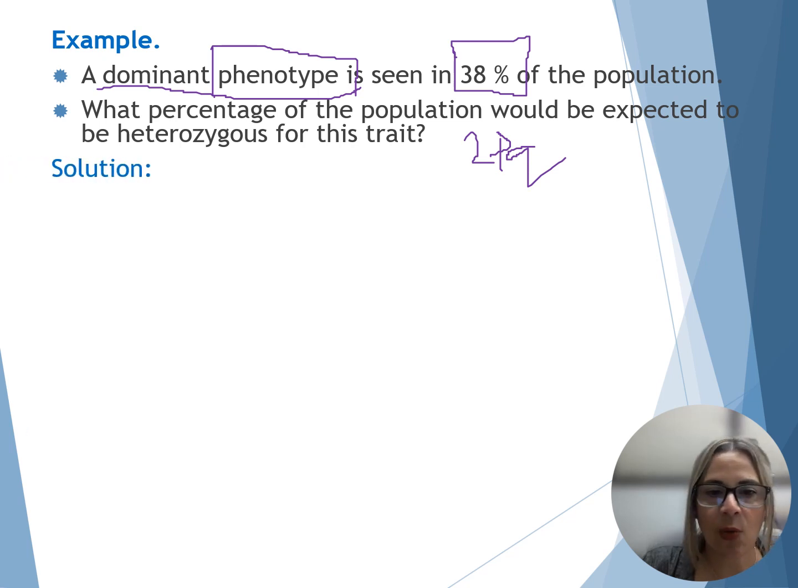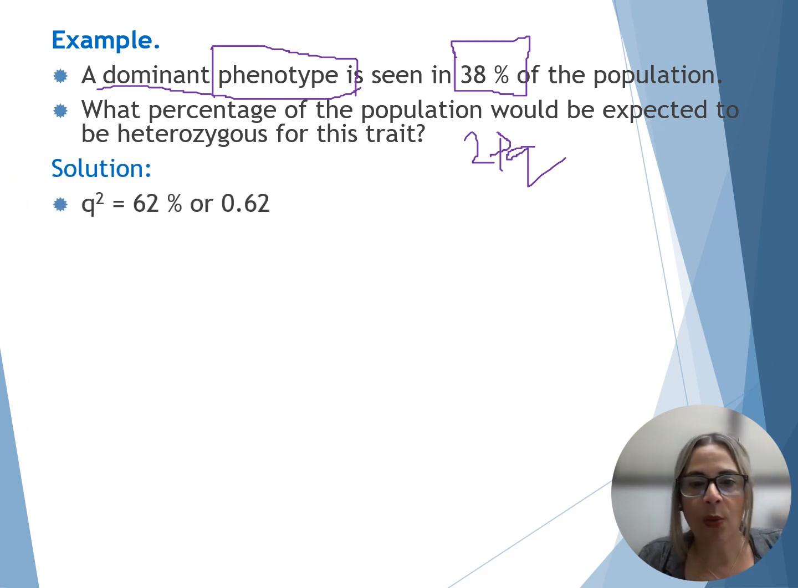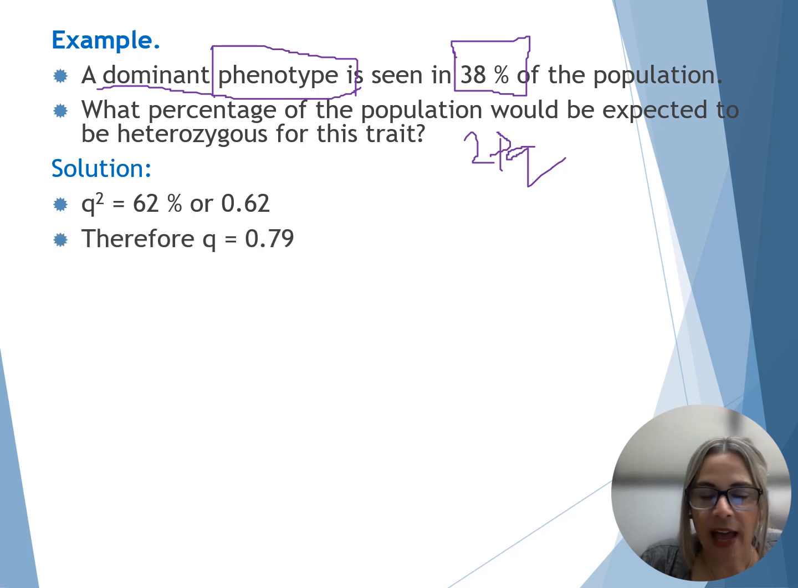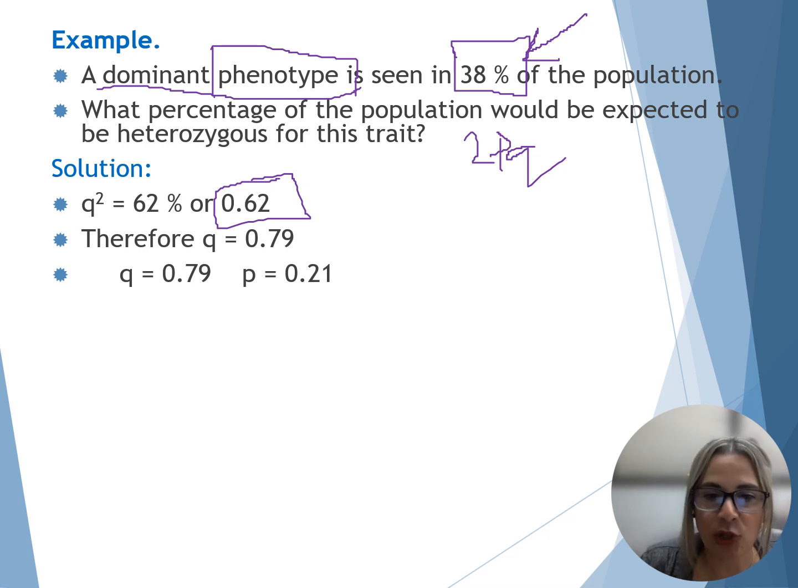All right, so let's break down what we actually have here. So what we were given here is the phenotype, all right? So q squared is equal to 62% or 0.62, and therefore q is equal to 0.79. Now sometimes kids will be like, where the heck did this 62% come from? Well, remember that if we're saying that 38% of the population has a dominant phenotype, then 1 minus 0.38 is going to give us our q squared, okay? So there we go. And then q is equal to 0.79 and p is equal to 0.21.